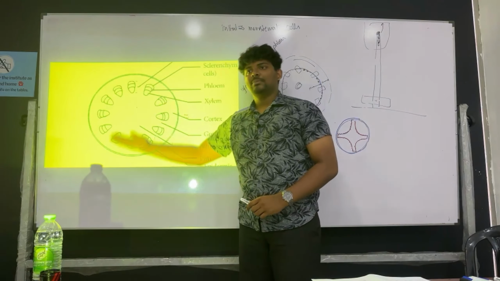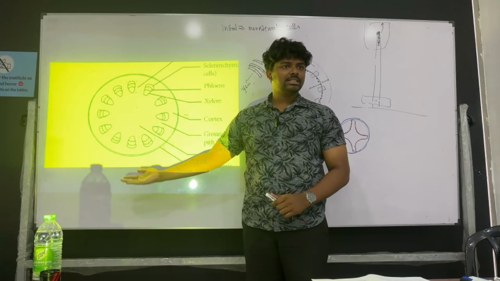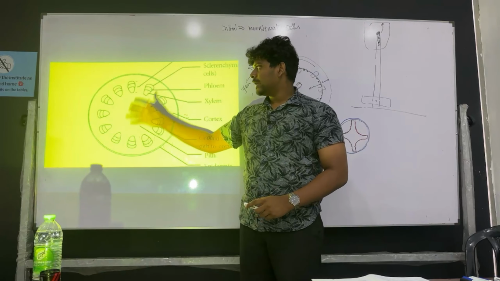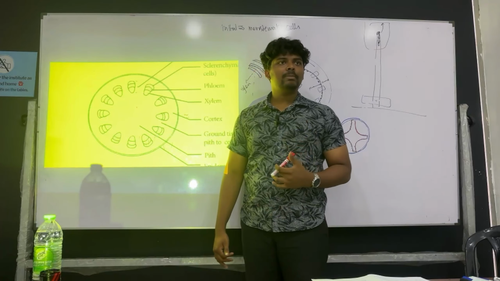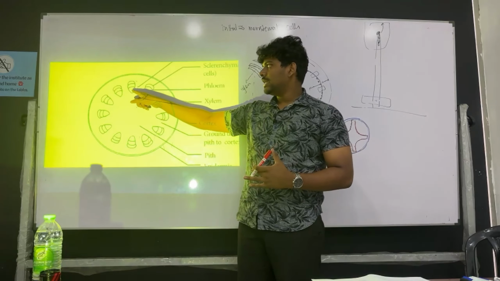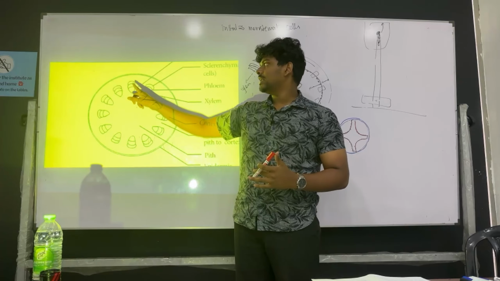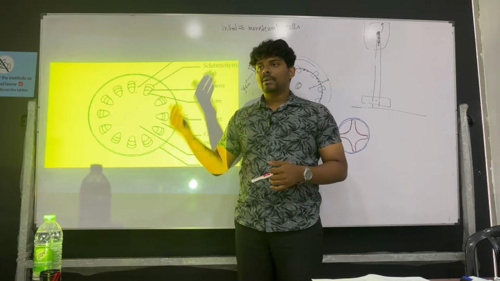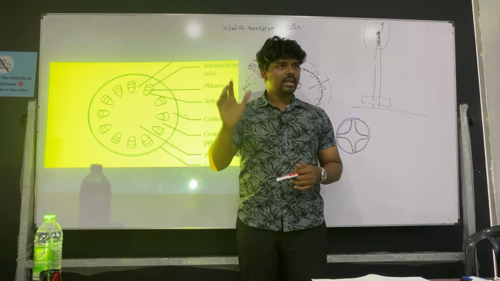So what do we have here? We have here a cross section of a dicot stem. As you can see here, these acorn shaped structures are vascular bundles. In the vascular bundle, interiorly you have the primary xylem, exteriorly you have the primary phloem. In between this primary xylem and primary phloem, you have the vascular cambium.